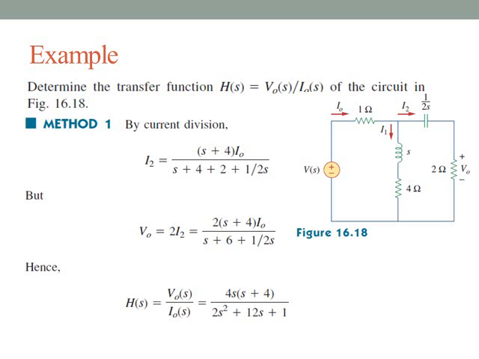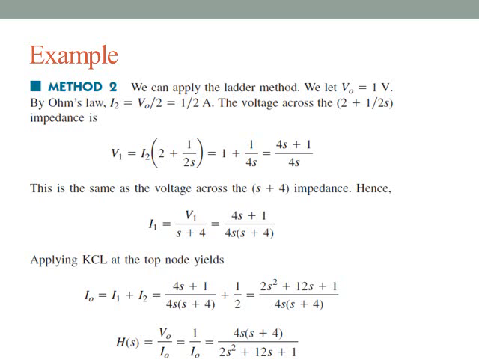The second method is the ladder method, in which we'll assume V out, the output, to be equal to 1 volt, and using that 1 volt we'll find I naught, and we can use any of the methods given. Once I naught is found, we can use the same equation, V naught divided by I naught, to find the transfer function. As we have assumed V naught is equal to 1 volt, we will put V naught equal to 1 divided by I naught, and that would become the transfer function we need to find.